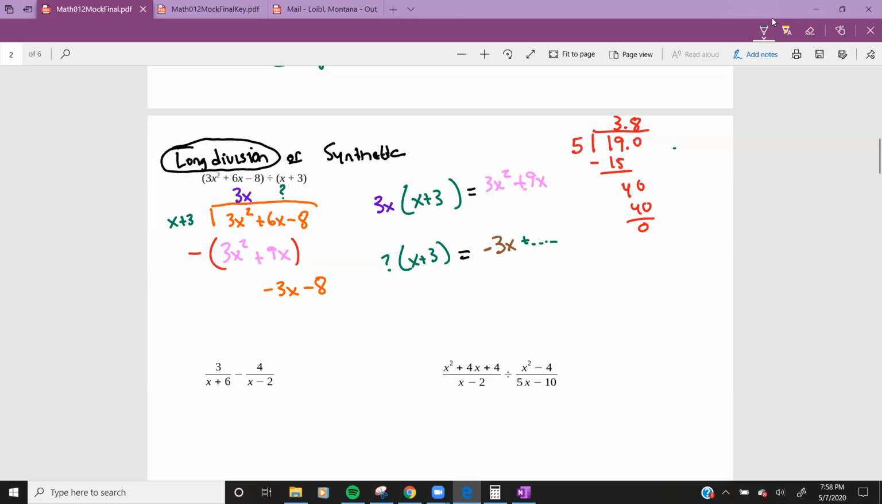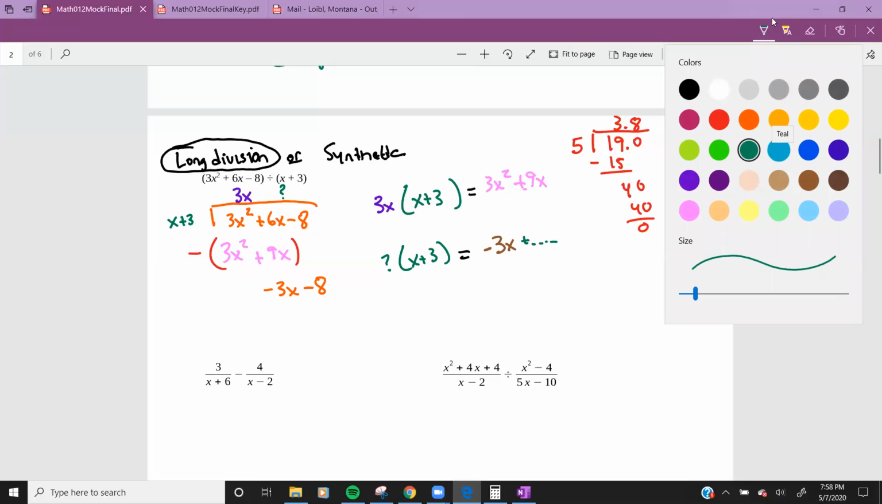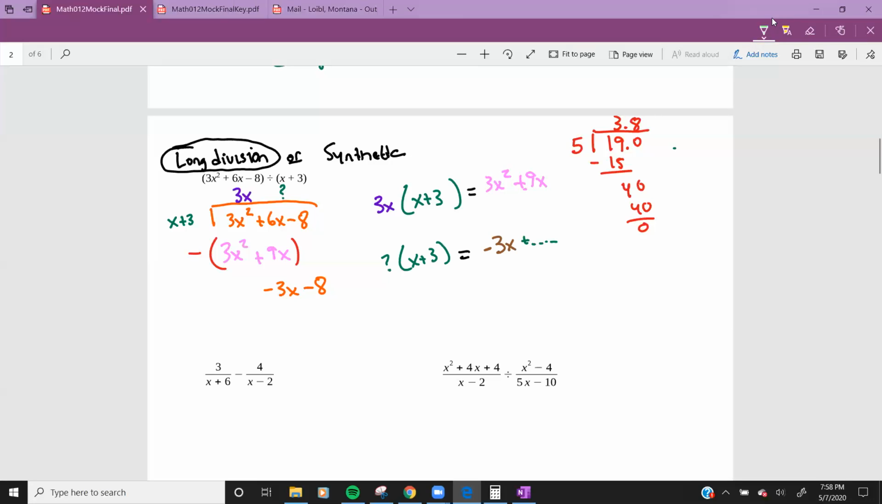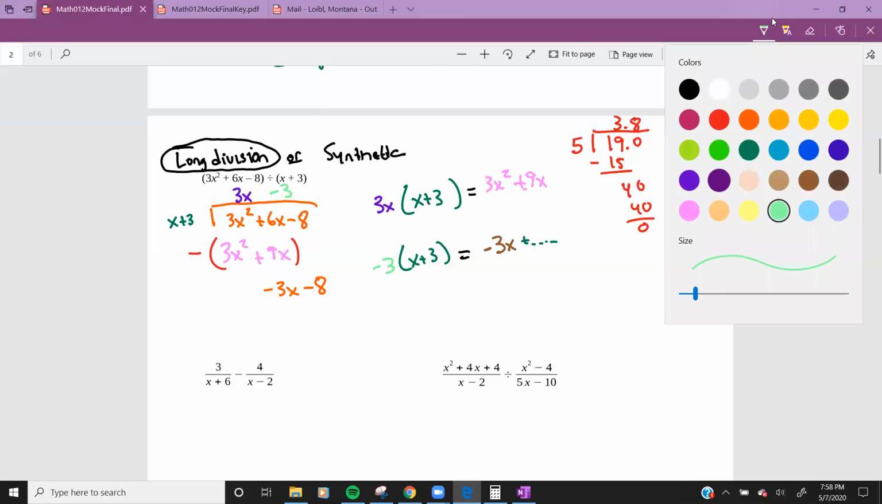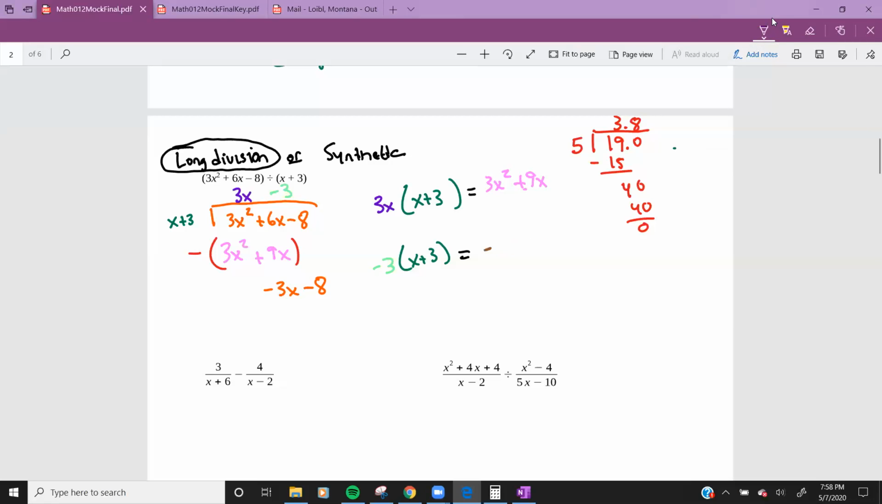So the number that would have to multiply to 3x to give me a negative 3x would be a negative 3. Here we can use this lighter green color. So this is negative 3, and let me write it up here. It goes up there, and then when we multiply these together, negative 3 times 3x plus 6 is going to be negative 3x minus 9. That is what we get here.